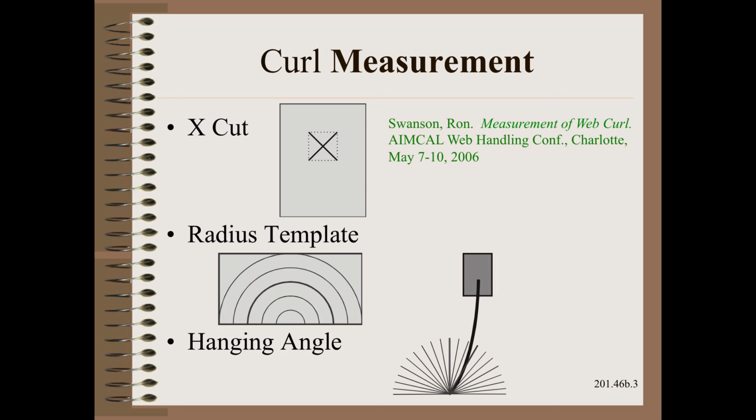Sometimes this is an official test, where the lab makes the crosscuts with a template and measures the curvature of the four corners with a ruler, all conforming to written standards. More often than not, it is an ad hoc measurement used on the plant floor.